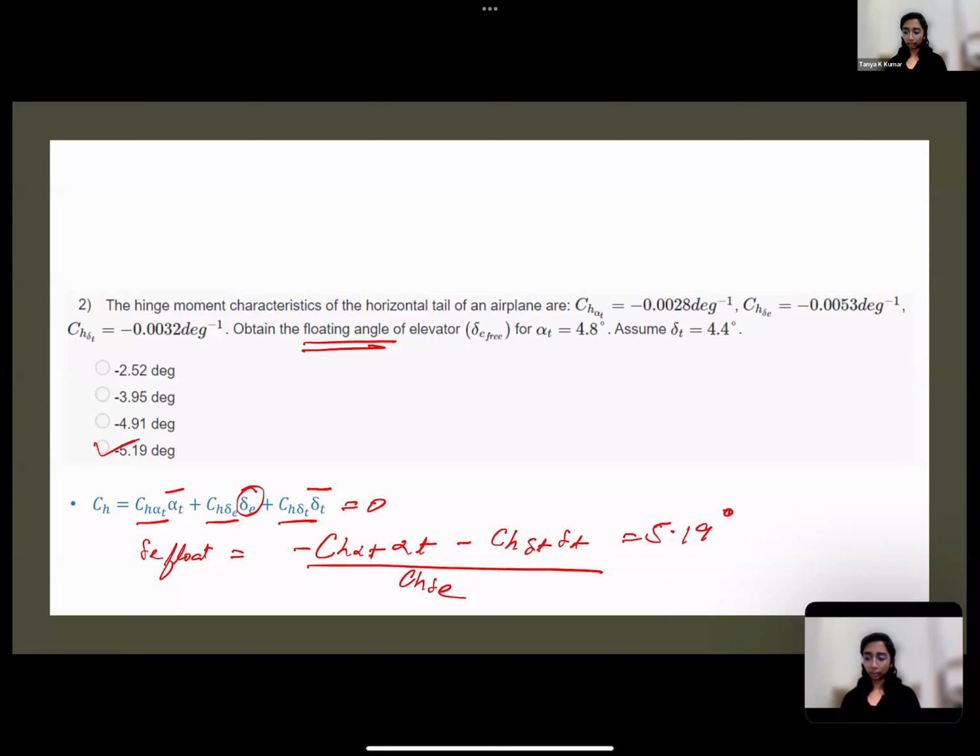Why is CH naught not considered? Usually it's a symmetric airfoil. So even if I take variation only with alpha tail, CH naught would not exist, right? Even the entire tail is a symmetric airfoil, so the elevator is also symmetric. So CH naught is always 0.